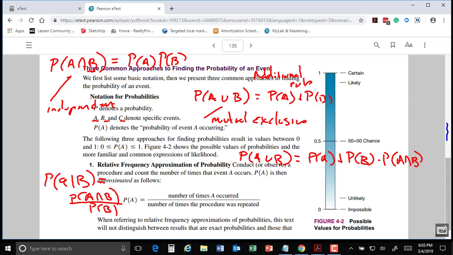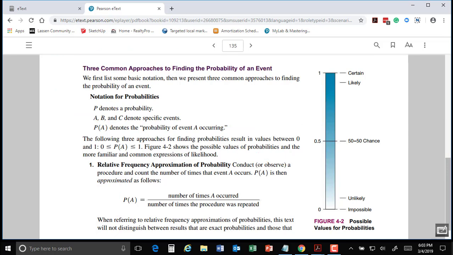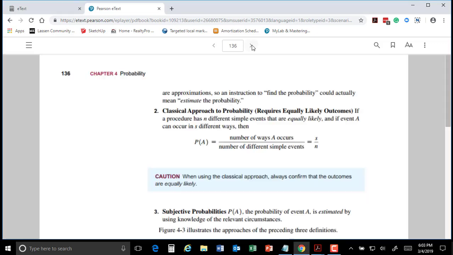I know it still looks abstract, but little by little it'll start coming into focus. So the probability of A occurring is the number of times A occurred in the sample space divided by the number of times the procedure was repeated, if it's that kind of procedure. Okay. Little n divided into how many events happen in event A, how many occurrences?